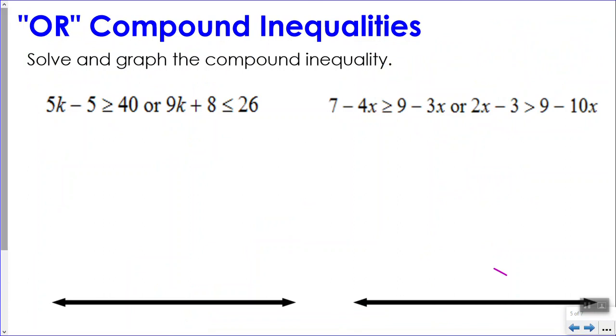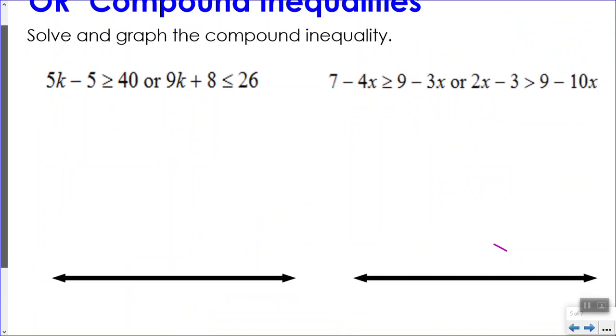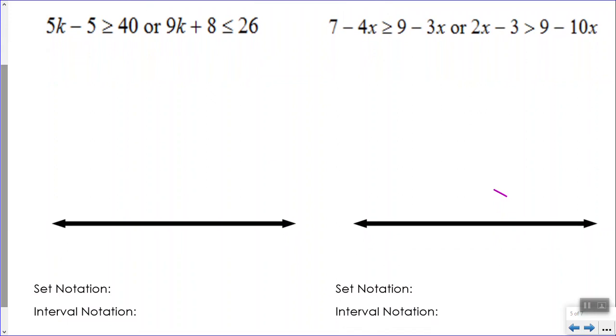Okay, now we're going to look at the OR compound inequalities. This is where we solve each inequality. We take the two solution sets, and now we just put them together. We take numbers that work for the first, numbers that work for the second, dump them all together, and that's our solution set. So go ahead, pause the video, and see if you can solve the inequality on the left on both sides of the OR.